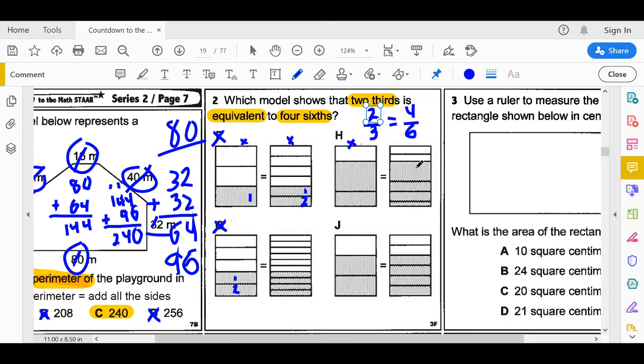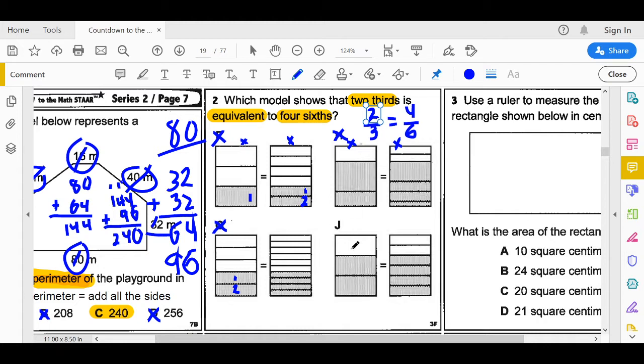The same happened to the one next to it. It actually has 4, 1, 2, 3, and 4 shaded out of 6 in total, but the model is not equivalent. It means they don't have the same size. They are not equivalent fractions. So I'm going to cross that model out, and letter H is not a good option. So I believe that J should be the right one.